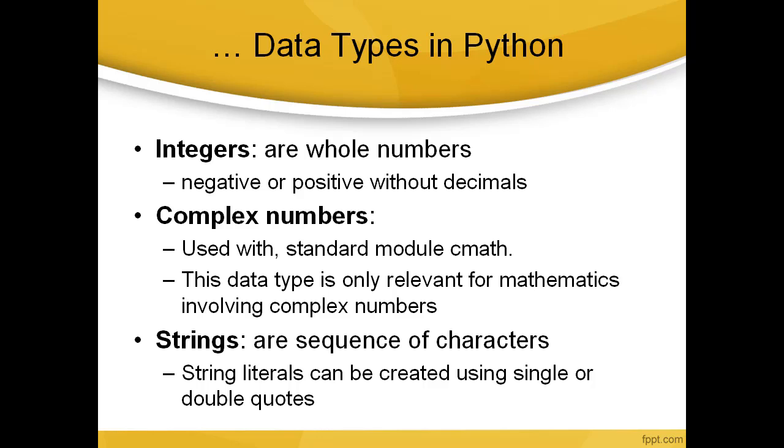Let's see what integers are. Integers are whole numbers, either negative or positive, without decimals. A number with decimals is called a floating point. Complex numbers are used with a standard module called cmath. This data type is only relevant for mathematics involving complex numbers. Strings. Strings are sequences of characters. That's the reason it is categorized in the sequence data type.